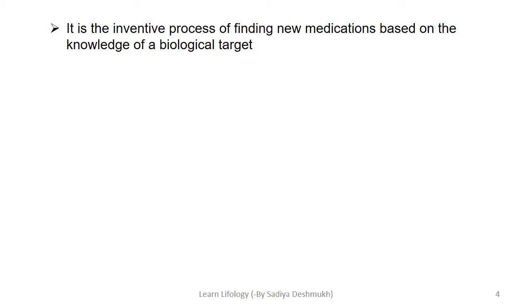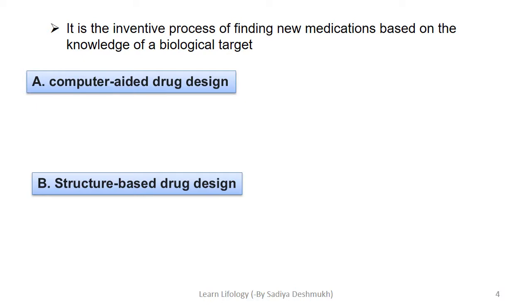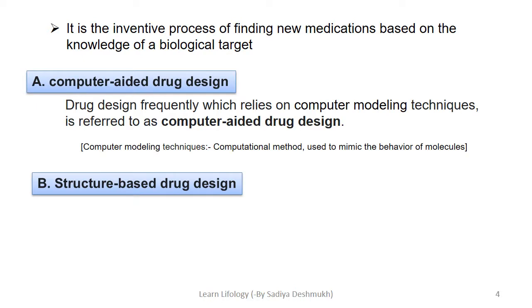So, drug designing is an inventive process for finding new medications based on the knowledge of a biological target, as we have already seen. It can be achieved in two ways. Either the drug designing is done using a computer, which we call computer-aided drug design, or structure-based drug design. So what is computer-aided drug design? Drug design which relies on computer modeling techniques is referred to as computer-aided drug design.